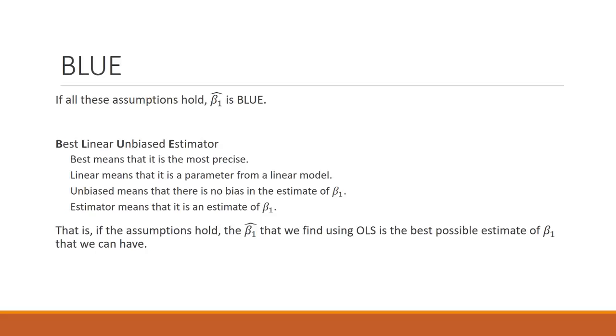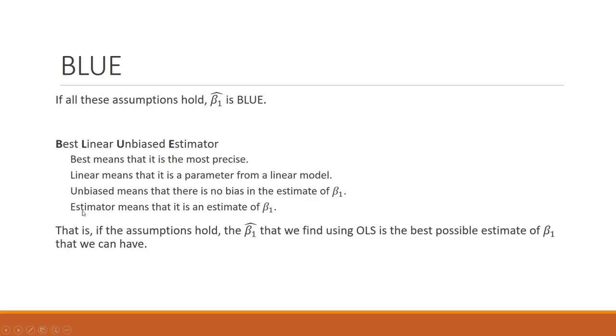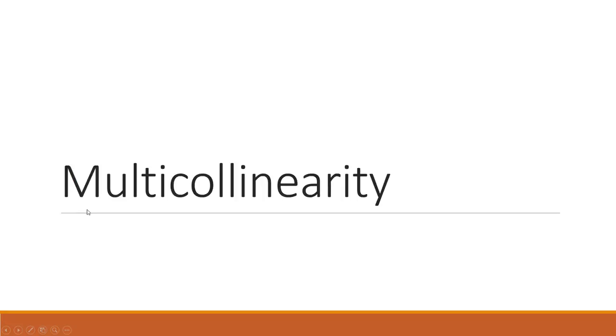So we're very concerned with whether or not these assumptions hold. Last time we talked about the conditional mean independence assumption, and we were very concerned about omitted variable bias. Next time we're going to talk about the constant variance assumption, and today we're going to talk about assumption number 3, multicollinearity. So let's do it.